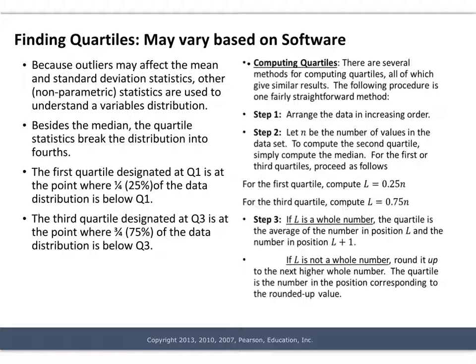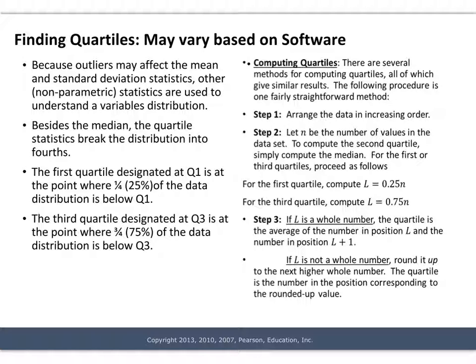So computing the quartiles, there are several methods, all of which give similar results but may be slightly different. The following procedure is one fairly straightforward method. Arrange the data in increasing order. Let n be the number of values in the data set. To compute the second quartile, simply compute the median.